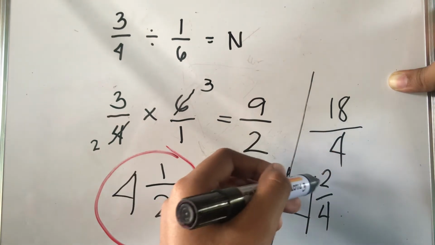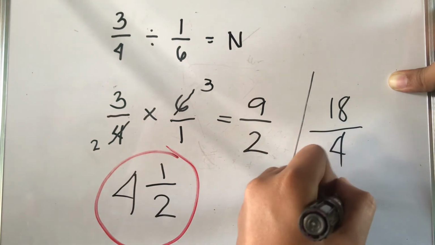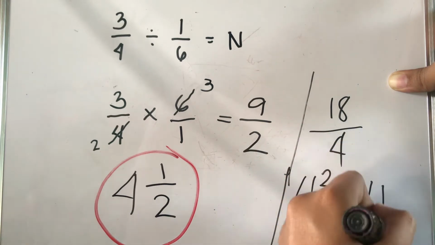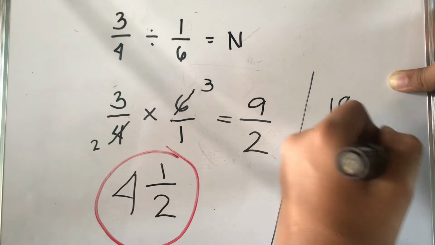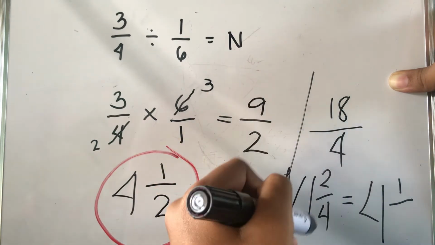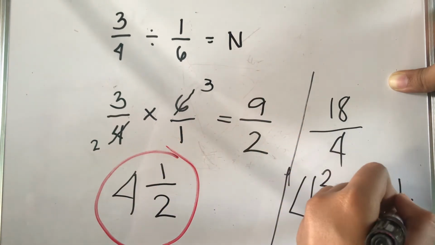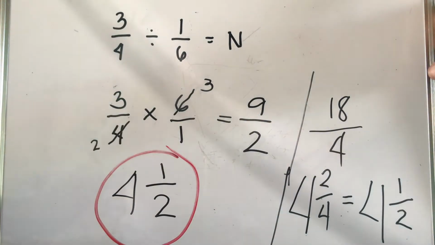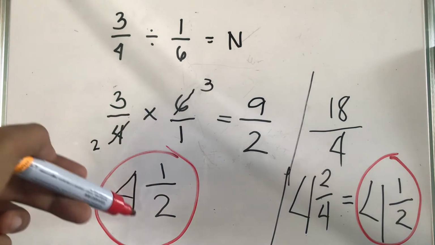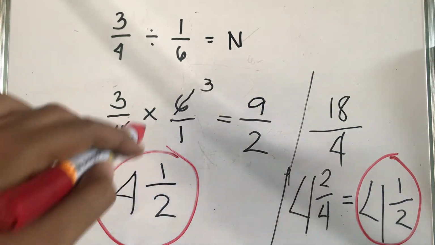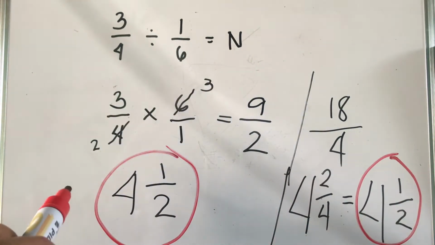Now, it is not yet in the lowest form, so you will still copy the whole number. And then 2 and 4 can both be divided by 2. 2 divided by 2 equals 1, and 4 divided by 2 equals 2. So the answer is still the same. Actually, this one is the easiest way because you just multiply small numbers.